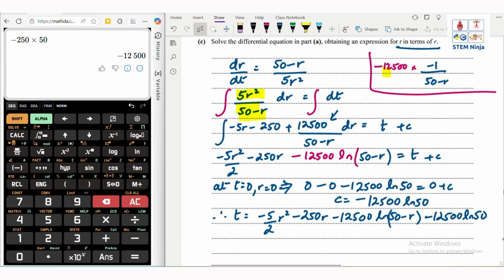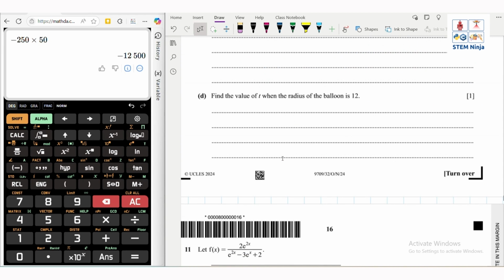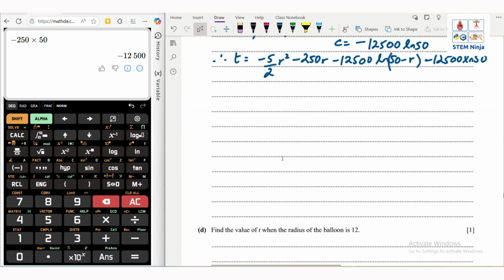That's it. That's an expression that we want. All right, so moving forward. Find the value of t when the radius of the balloon is 12. Okay, so we just have to plug it in over here.